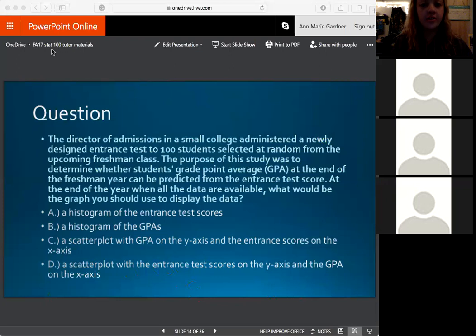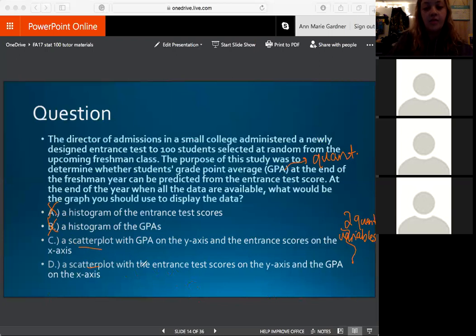Okay, great. Good answers. You definitely have a grasp on the types of graphs that we would use for quantitative data. As we can see, our GPA is going to be quantitative data. So we could use a histogram or a scatter plot, but since they're trying to find the relationship between the GPA and the entrance test score, we do want to use a scatter plot, because scatter plots are going to be talking about two quantitative variables. So that's why it wouldn't be A or B.